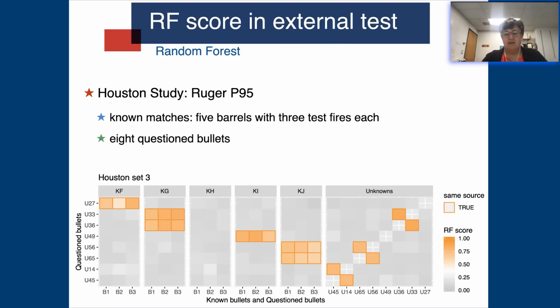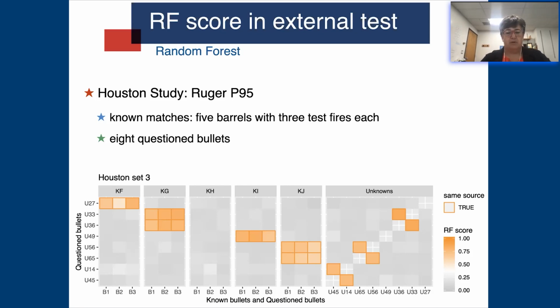So this is how we can read this particular example. What you can see is that KH has a column that's completely gray. That means that there was no unknown bullet that matched to known barrel H. What we also see is that the last 2 rows in this image, U14 and U45, do not match to any of the known barrels.